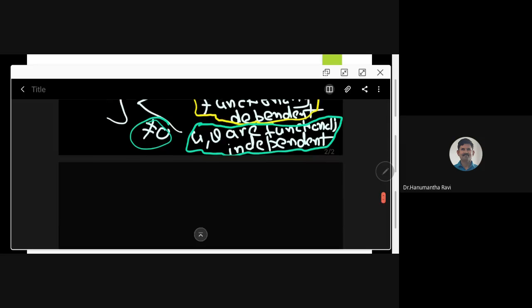Suppose now, see, I say u is equal to, say, for example, cos x. U is say cos x.